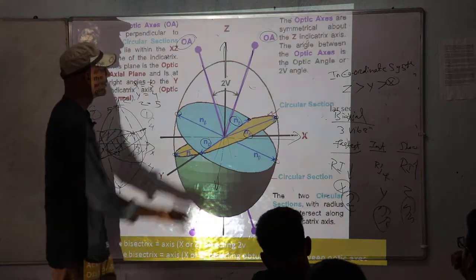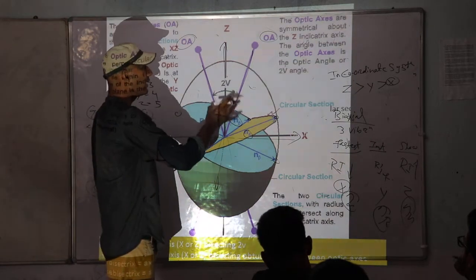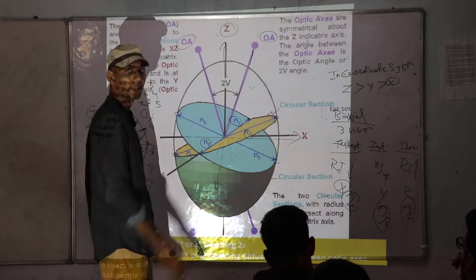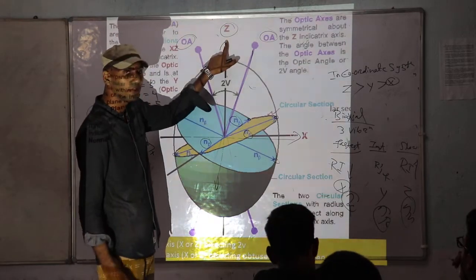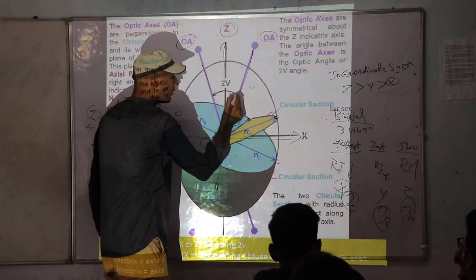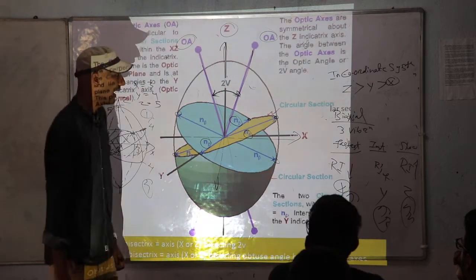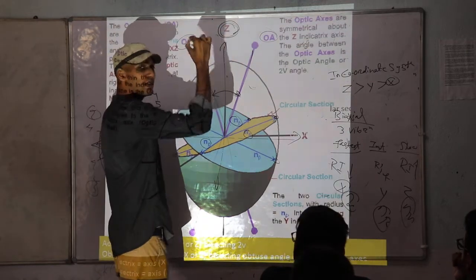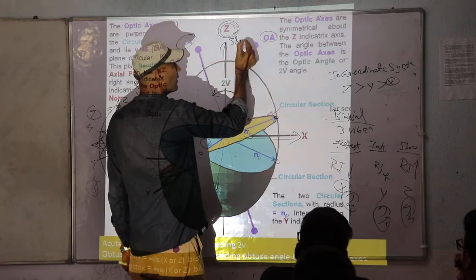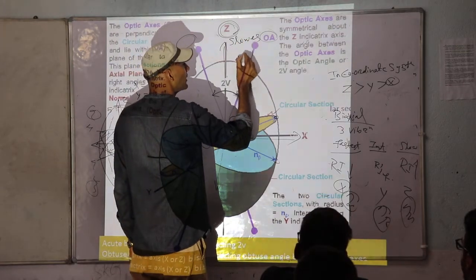Okay. So these 2 optic axes, now if they are closer to Z, that means the acute angle will be formed here and bisected by the Z. As I have told you, Z is the slowest, so the mineral is optically positive.